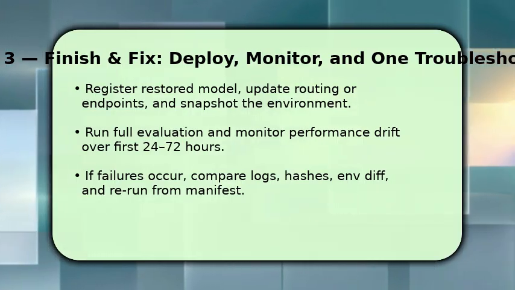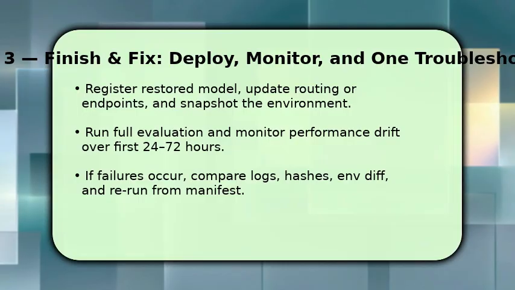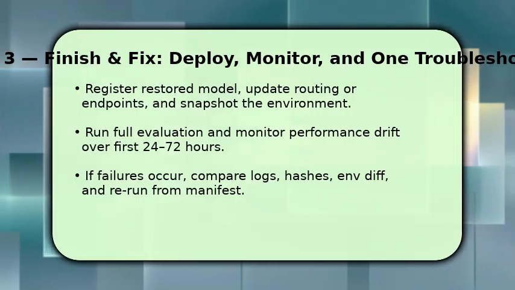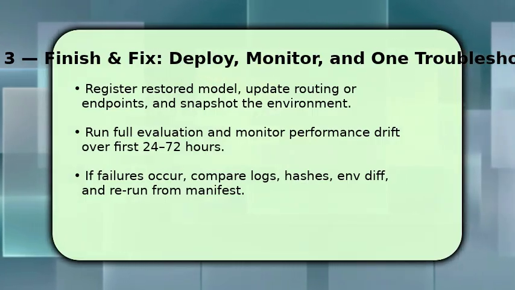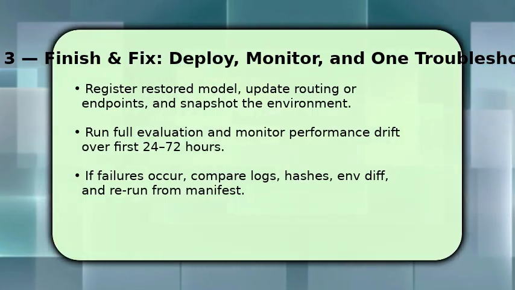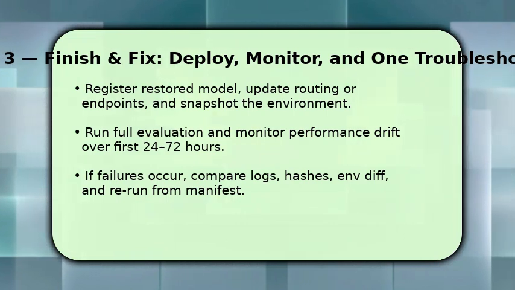regressions. If something goes wrong, one key troubleshooting tip: compare logs, file hashes, and an environment diff against the manifest. Then rerun the restoration from the manifest step by step to isolate the failing layer.